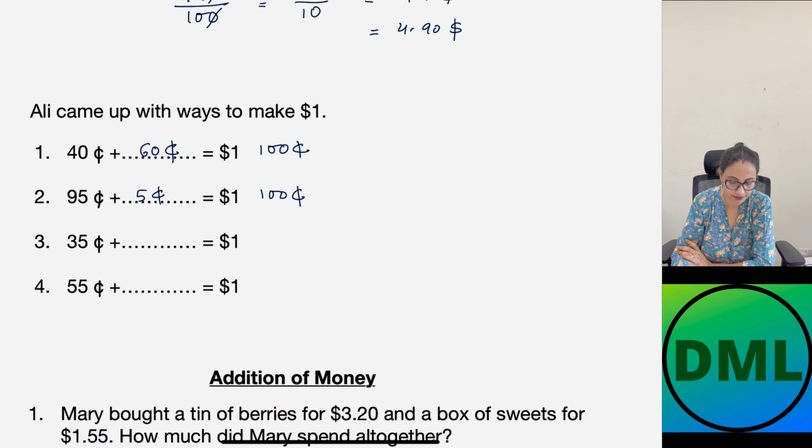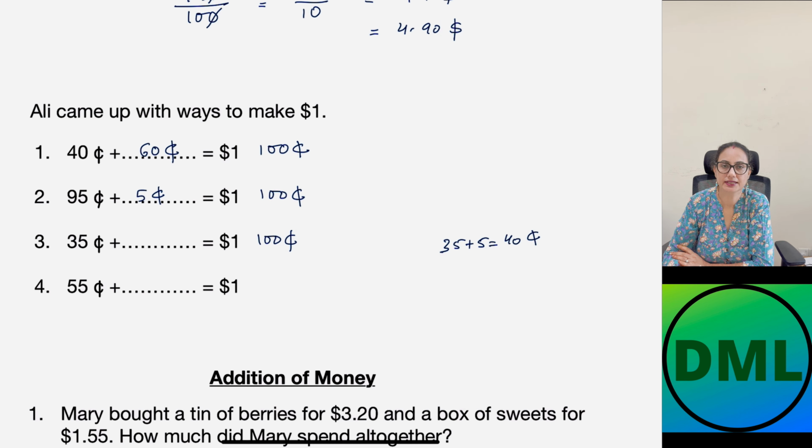Let's see the next question here. I have 35 cents and I have to make $1. I need to make 100 cents here. I have to add some number to 35 cents to get closer to the zeros. The closest to 35 is 40. Which number should I add to 35 to go to 40? 5, right? That means I'm adding 35 plus 5 to reach 40 cents. I reached 40 cents by adding 5 cents to it.